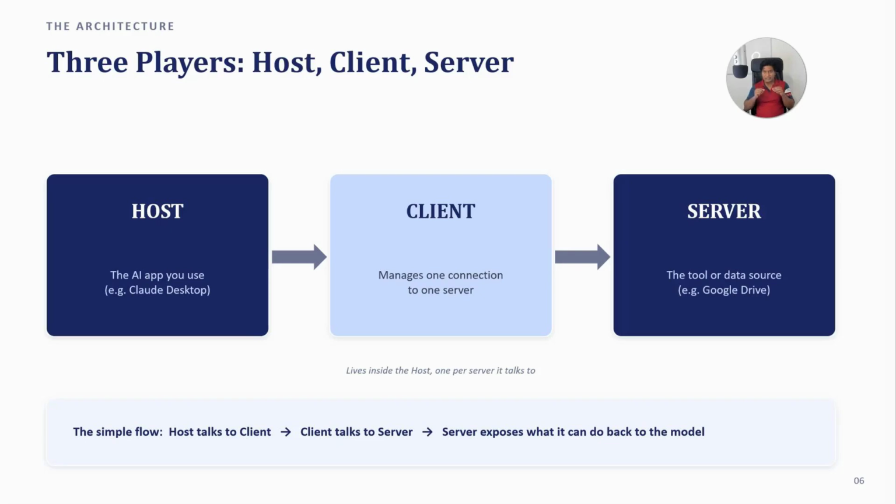The third is the server. This is the actual tool or data source being connected. Think Google Drive or a database or Slack, for example. So the flow is simple. The host talks to the client. The client talks to the server, and the server exposes what it can do back to the model.